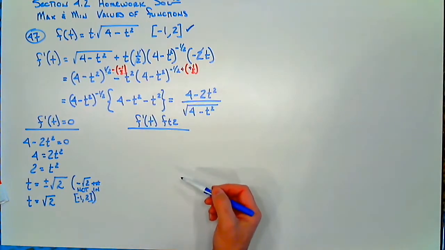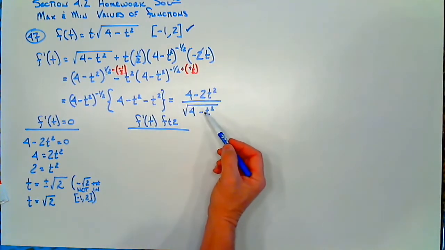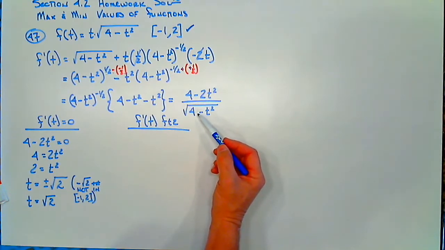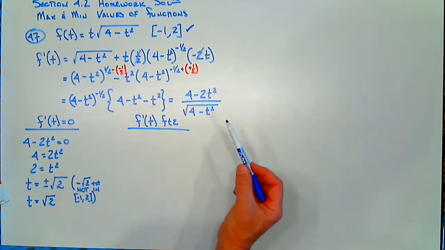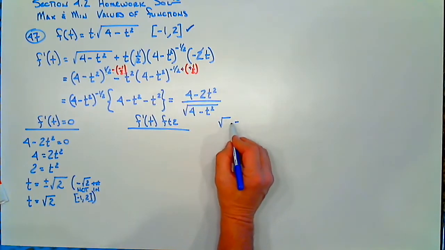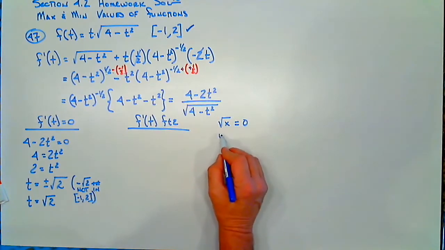When does this fail to exist? Well, it's a fraction. It fails to exist when the denominator equals 0. When does the square root of something equal 0? Well, the square root of x equals 0 when x is 0.